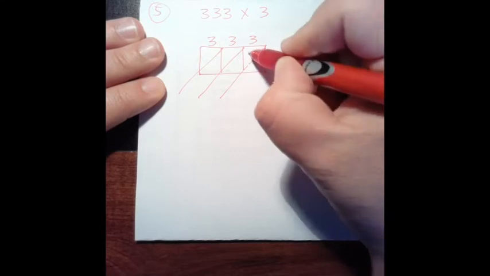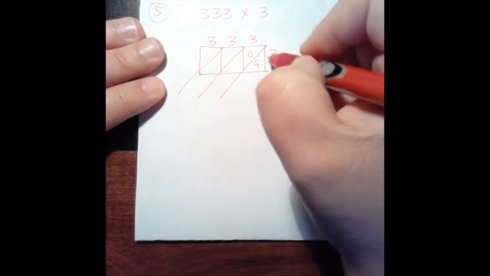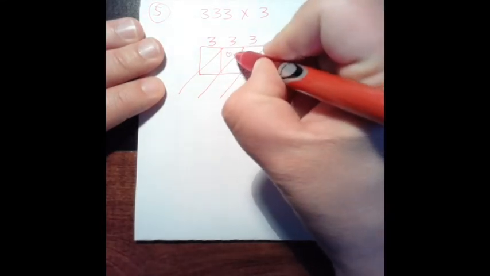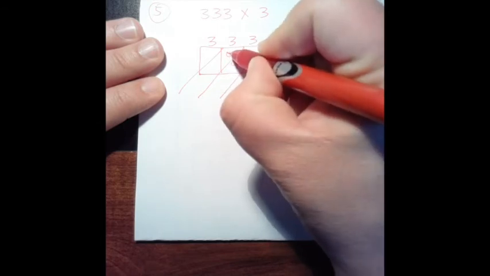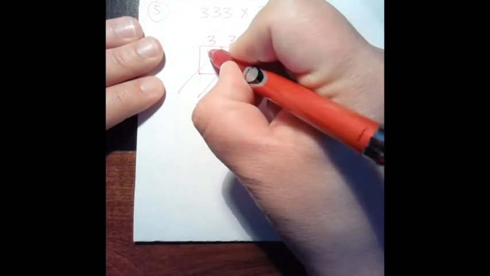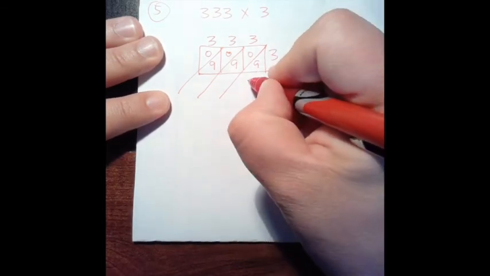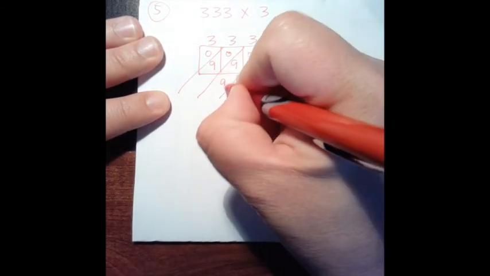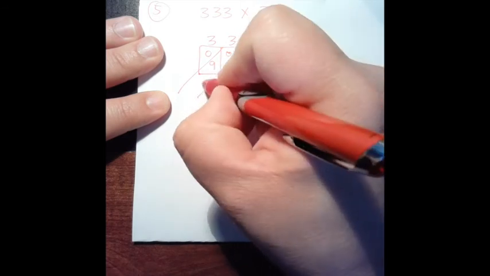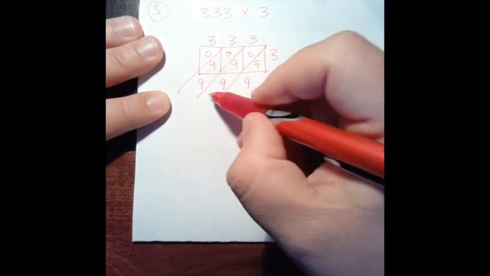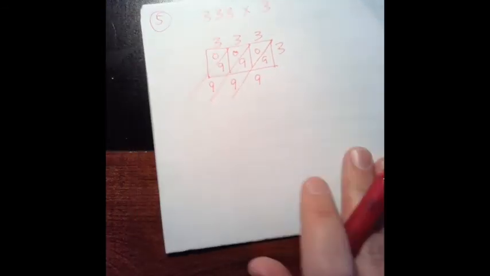3 times 3 is 9. Again, 3 times 3 is also another 9. So we'll put our 0 here. Don't forget your placeholder when you're doing lattice, and 3 times 3 is 9. Then you're going to just add your diagonals. So 9 plus 0 is 9. 9 plus 0 is 9. So that's 999 is our answer. Transfer that here.